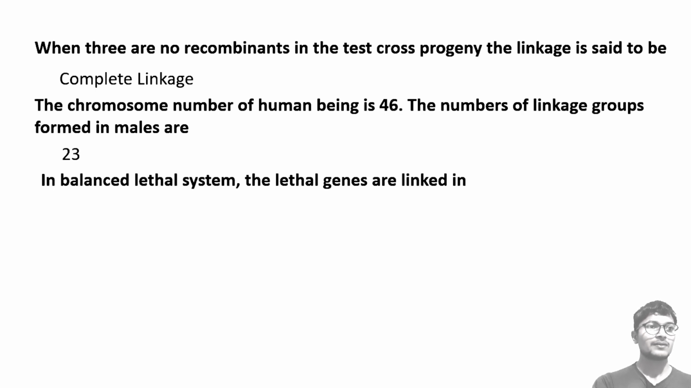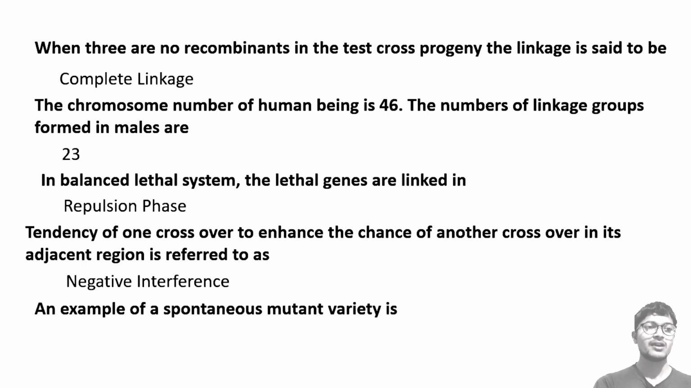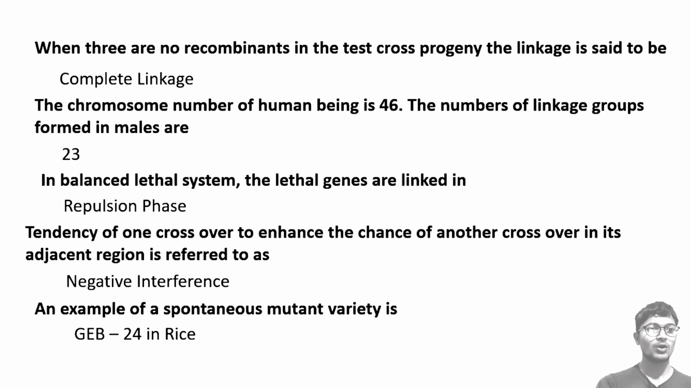Next question. In balanced lethal system, the lethal genes are linked in? Answer is repulsion phase. Clear? Next question. Tendency of one crossover to enhance the chance of another crossover in its adjacent region is referred to as? Answer is negative interference. Next question. An example of a spontaneous mutation variety is? Answer is GEB-24 in rice. So repeat all these questions very frequently.